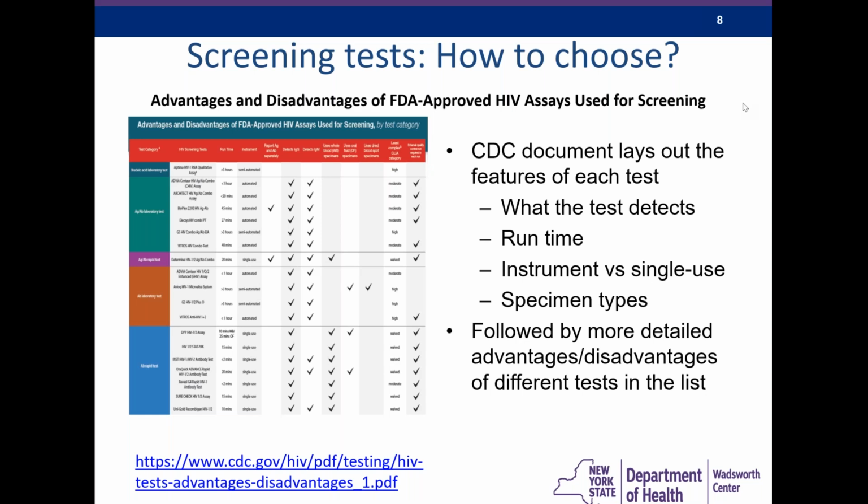This includes a chart that lists all these different features of each test, and I don't think you can see them all here, but when you look at the document, you will see them. It includes things like what the test will detect, how much time it takes to get to a result, and if it's run on an automated instrument or if it's a single-use device, and also the approved specimen types. And then further along in the document, you'll also see for each category of test, there'll be bulleted advantages and disadvantages of each test. So I encourage you to look through that and get a sense of what types of tests are available. Next slide, please.